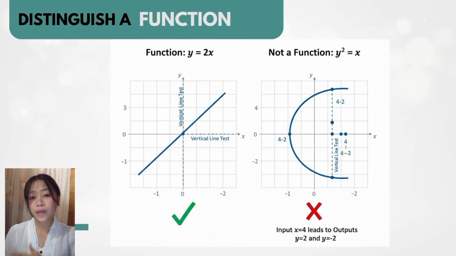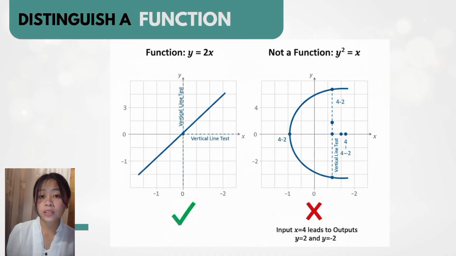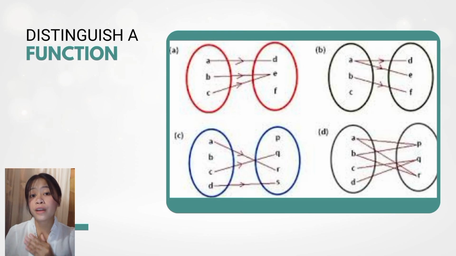This fundamental constraint is the key to identifying a function, which can be visually confirmed on a graph using the vertical line test, which I'll be discussing later on. If a vertical line intersects the graph at more than one point, the single input corresponds to multiple outputs, thereby disqualifying the relation as a function. So now, I want you to analyze these given Venn diagrams. I want you to determine if each is a function or a relation, and why it is a function and why it is a relation.